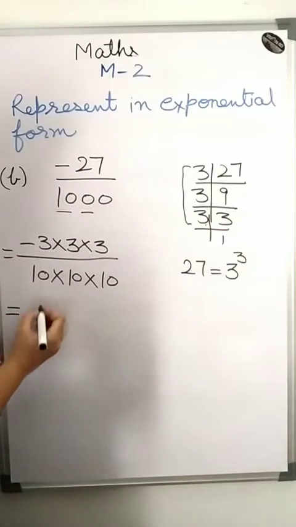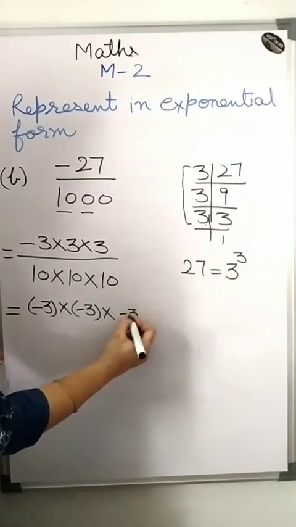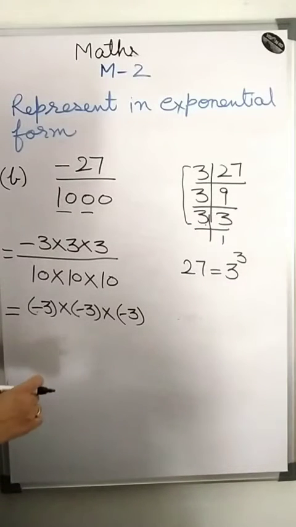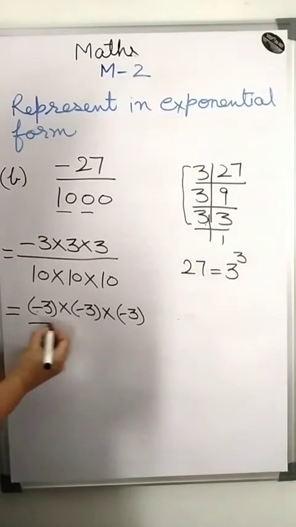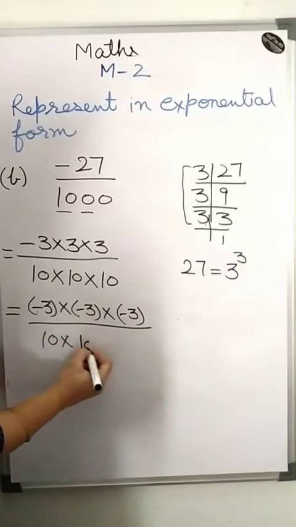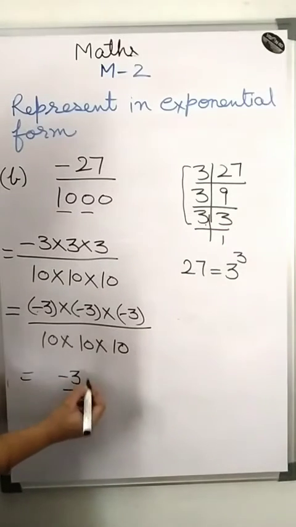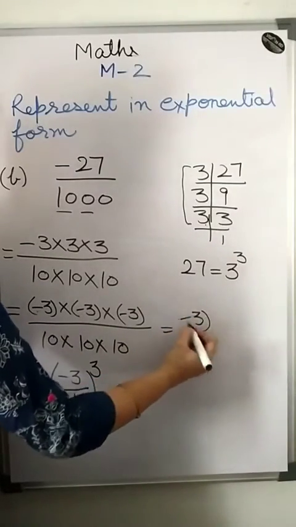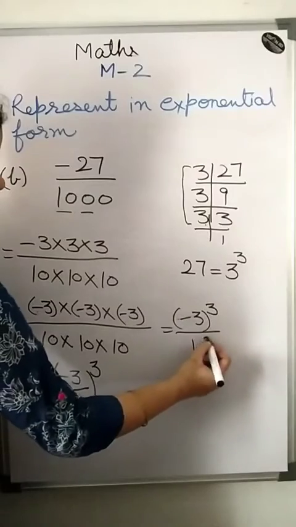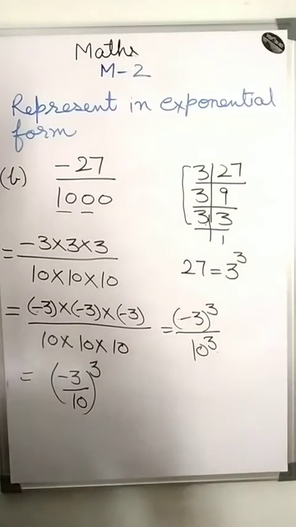If we write down minus 3 multiply minus 3 multiply minus 3, because an odd multiple of a negative number is always a negative number. So we can write minus 3, minus 3, minus 3, and here we can write 10 multiply 10 multiply 10, and this is equivalent to minus 3 upon 10 to the power 3, because both of them are equivalent in the power of 3. Here we can write minus 3 upon 10 to the power 3. So in this way we can convert it into an exponential power.